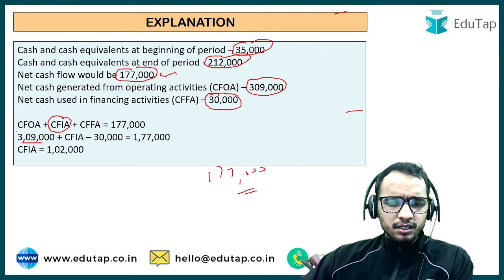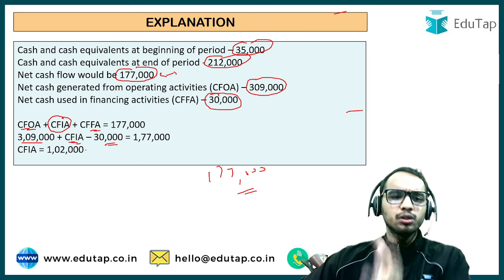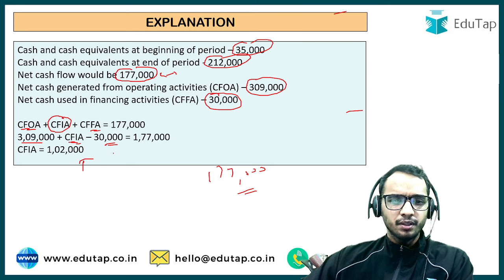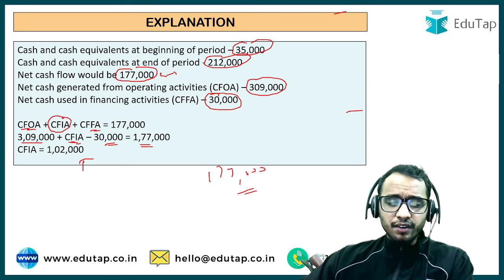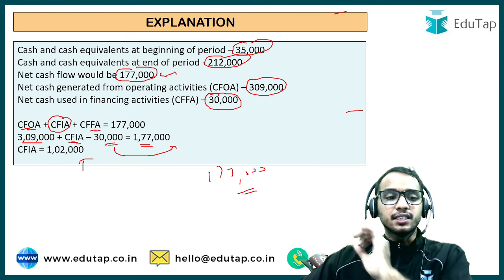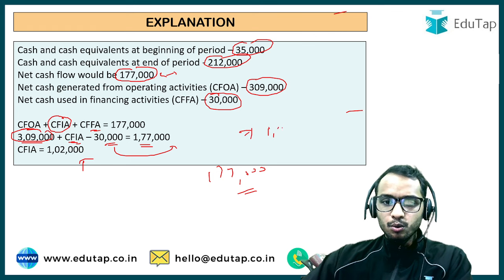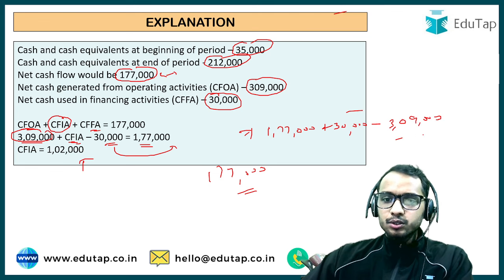See, cash flow from operating, cash flow used in investing, and cash flow from financing activities. So you will transpose all these things, right? And you will have the answer as 1,02,000. I have told you, you will get the amount in minus. As you can see here, 1,77,000 plus 30,000 you will do, and then you will minus it from 3,09,000. So you will get this amount, 1,77,000 plus 30,000 minus 3,09,000. So you will get the amount in minus.